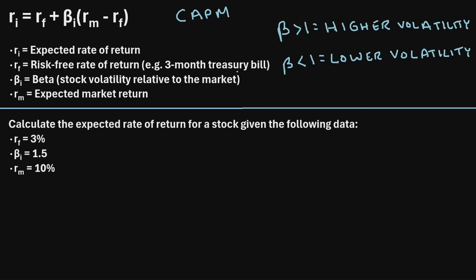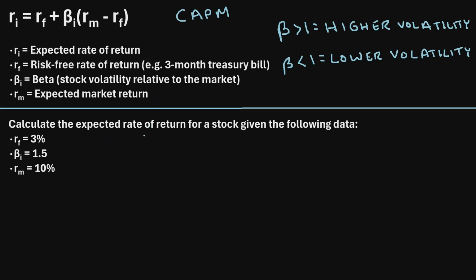Now, if a stock has a beta greater than 1, then that means it has a higher volatility compared to the market. If a stock has a beta less than 1, that means it has lower volatility compared to the market. And then lastly, R sub M, this is the expected market return. So typically we use a broad index fund like the S&P 500 to estimate what the expected market return would be. So let's take a look at an example of how to actually use CAPM.